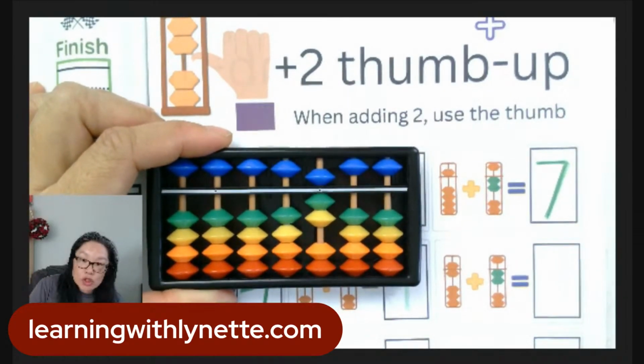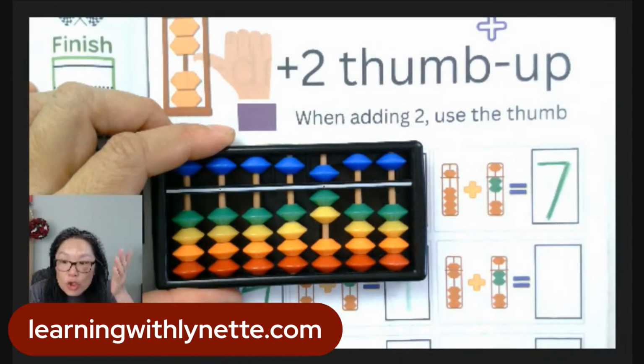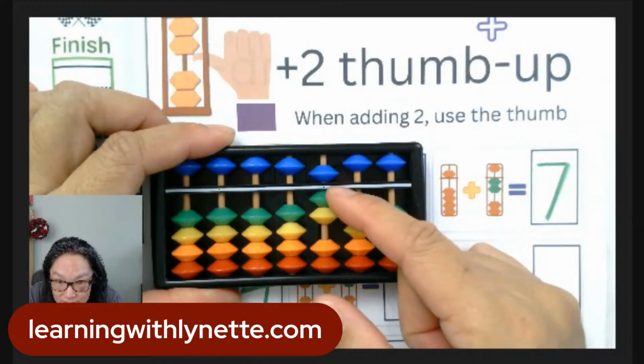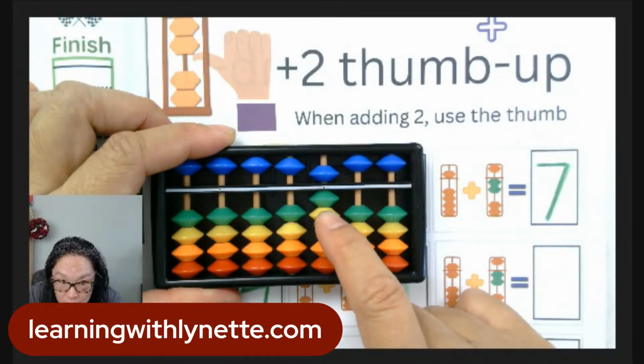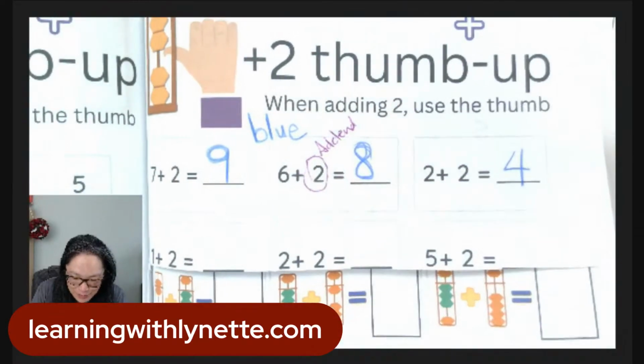Does that make sense? What we're doing is learning how to move the beads. And if you know how to add, you'll know how to subtract. We add to the horizontal bar. Now when we subtract, we move it away from the horizontal bar. So I have 7, and we minus the 2.